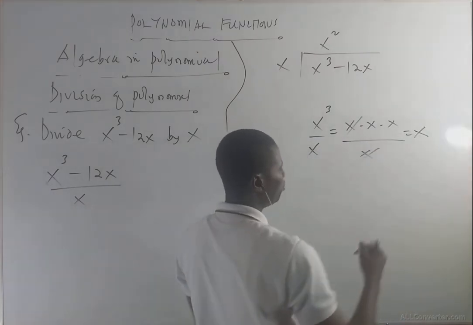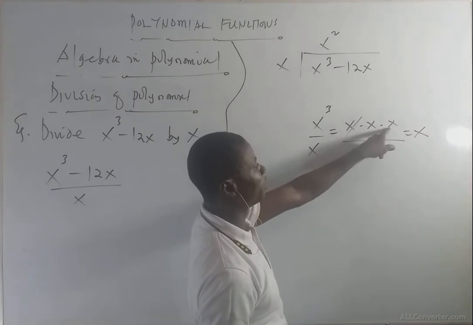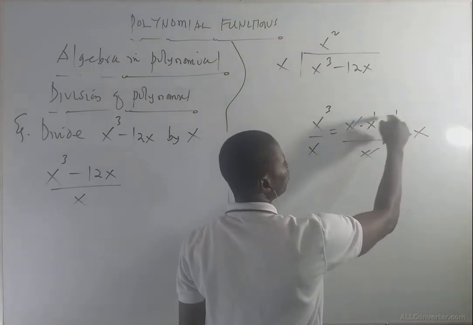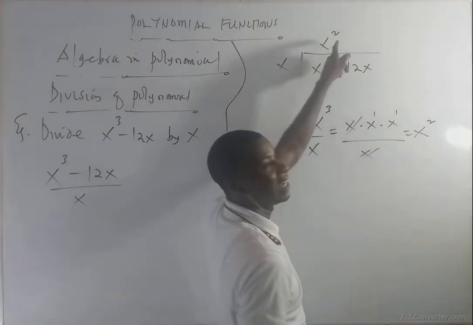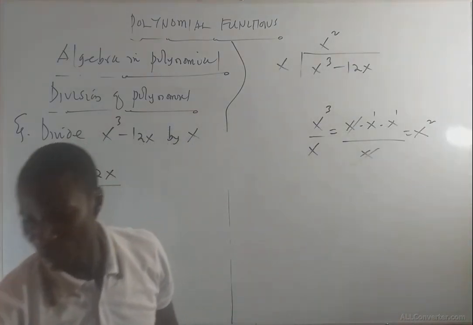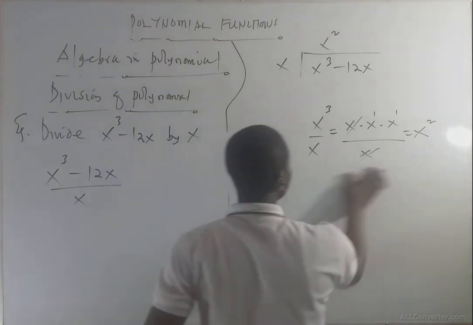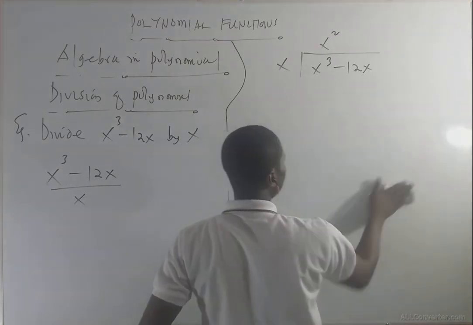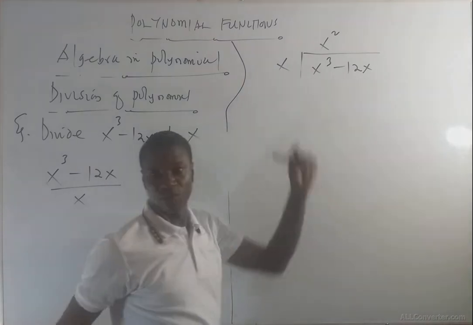And you know, according to indices, if you multiply variables of the same base, you keep the base constant and add the exponents together. 1 here, 1 here, so 1 plus 1 will give us 2. That's how come we have the x squared. So I would advise that if you are not getting this, you refer to my video or presentation on indices and you will get what we are talking about here.